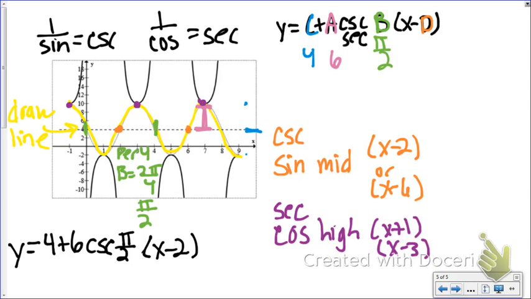But again, the only thing that would change is my D. A, B, and C will not change no matter what kind of graph I'm drawing. And that's all there is for writing equations. This is the last new thing before you guys have your test.